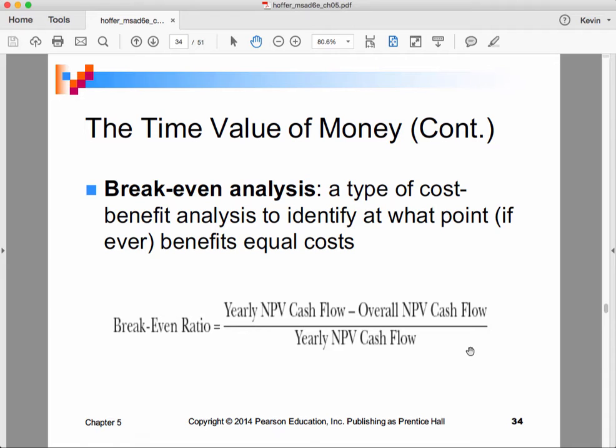Break-even analysis is done like this. So the yearly net present value cash flow minus the overall net present value of the cash flow over the yearly net present value of the cash flow. So what we're trying to figure out is where we're going to break even. At what point in time, considering time value of money, we will be even.